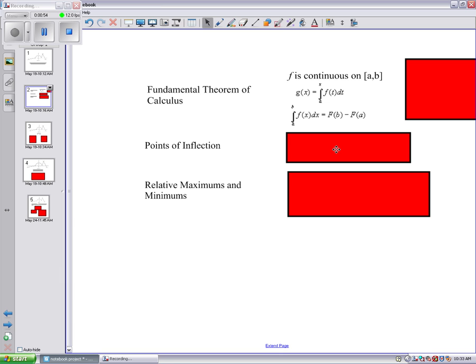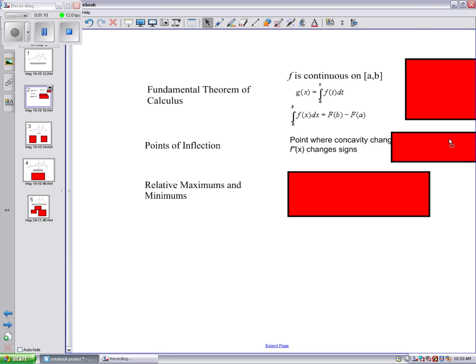An inflection point is a point P on the curve y equals f of x if f is continuous there and the curve changes from concave upward to concave downward or from concave downward to concave upward at P. The concavity changes where f double prime of x changes signs.